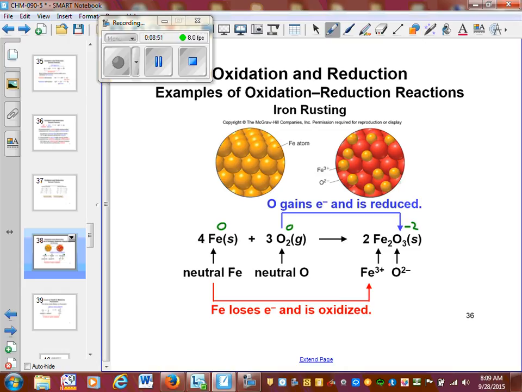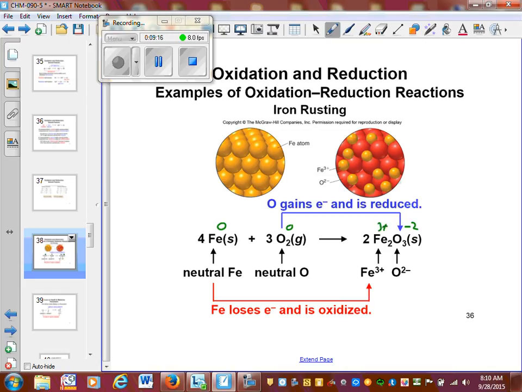Remember, the whole thing has to balance out. If I've got -2 for oxygen and 3 oxygens, that's a total of -6. So I have to have +6 on this side. If I only have 2 irons, each one has to be? What's 6 divided by 2? 3. Iron is 3 plus.